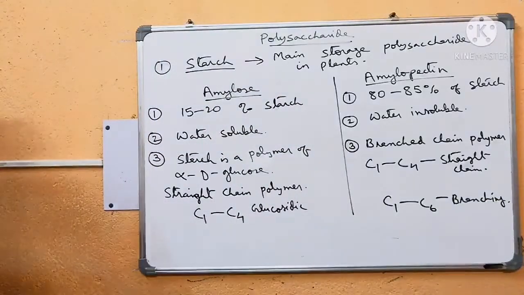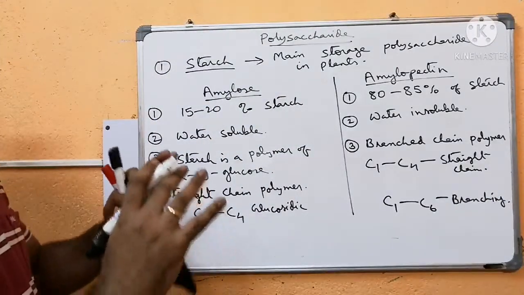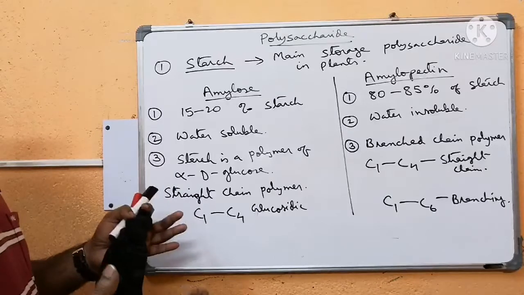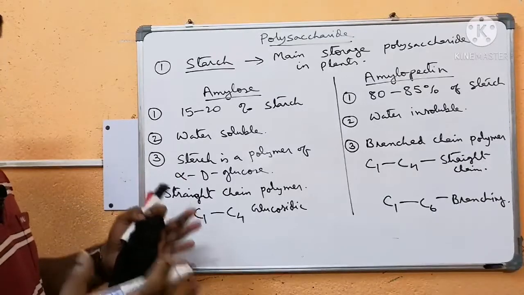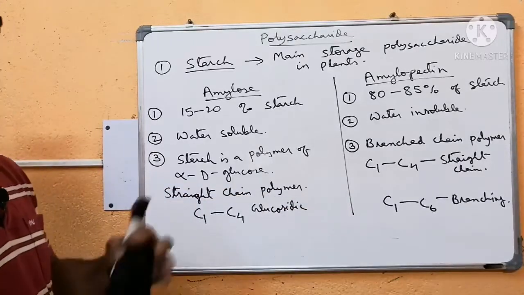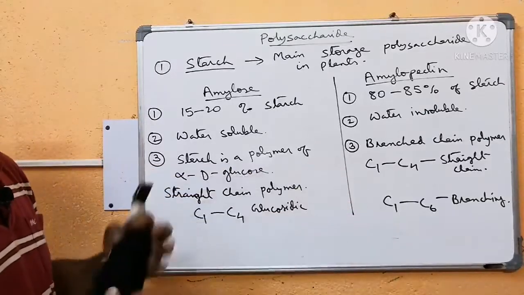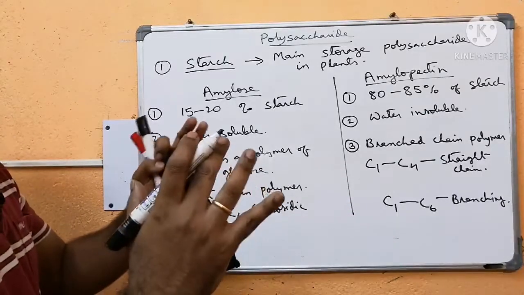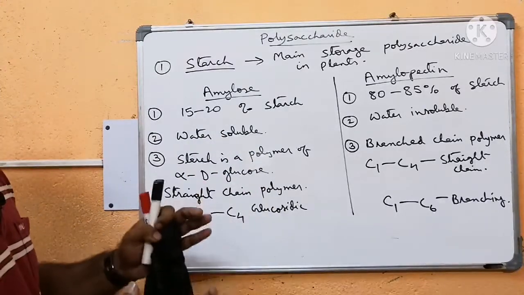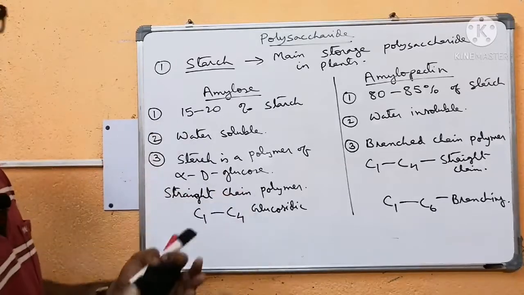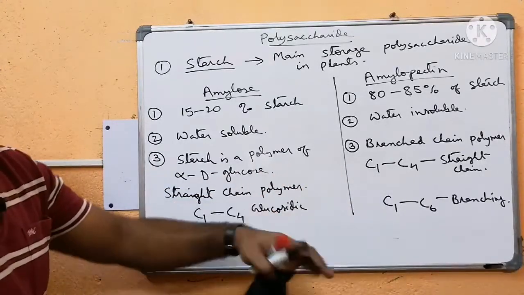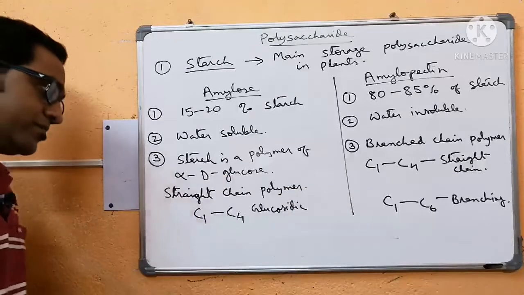Now as more branching takes place, the structure becomes more and more spherical, and the OH groups in the glucose become less exposed to the water. So they form fewer hydrogen bonds and hence it becomes less soluble. Once again, as the branching increases, the molecule becomes more spherical, and the OH groups on the alpha D glucose are not exposed to water molecules. As a result, they form fewer hydrogen bonds with water and hence are water insoluble.